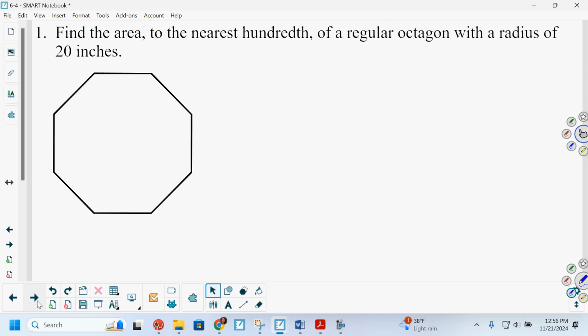So we have to find the area, to the nearest hundredth, of this regular octagon with a radius of 20 inches. So first of all, let's draw in where 20 inches would be. So go ahead and do the center. And the radius is going to be from the center to the vertex. That's what the radius is in these regular polygons. And now I could keep drawing them in. And go ahead if you want to.